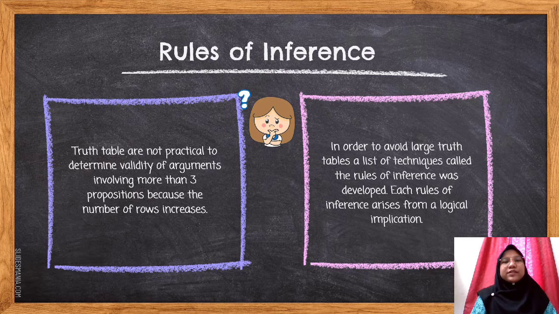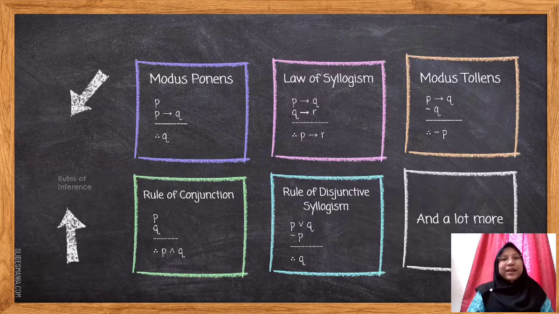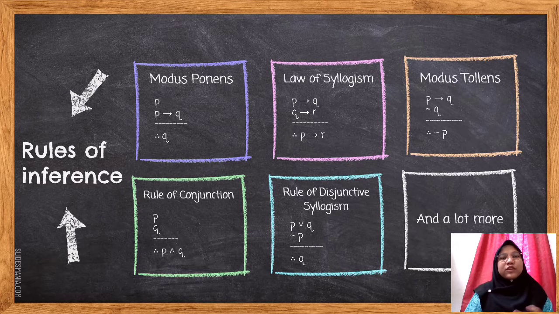Next is rules of inference. Truth tables are not practical to determine validity of arguments involving more than 3 propositions because the number of rows increases. In order to avoid large truth tables, a list of techniques called the rules of inference was developed. Each rule of inference arises from a logical implication. A few examples of rules of inference are modus ponens, law of syllogism, modus tollens, rule of conjunction, rule of disjunctive syllogism, and a lot more.